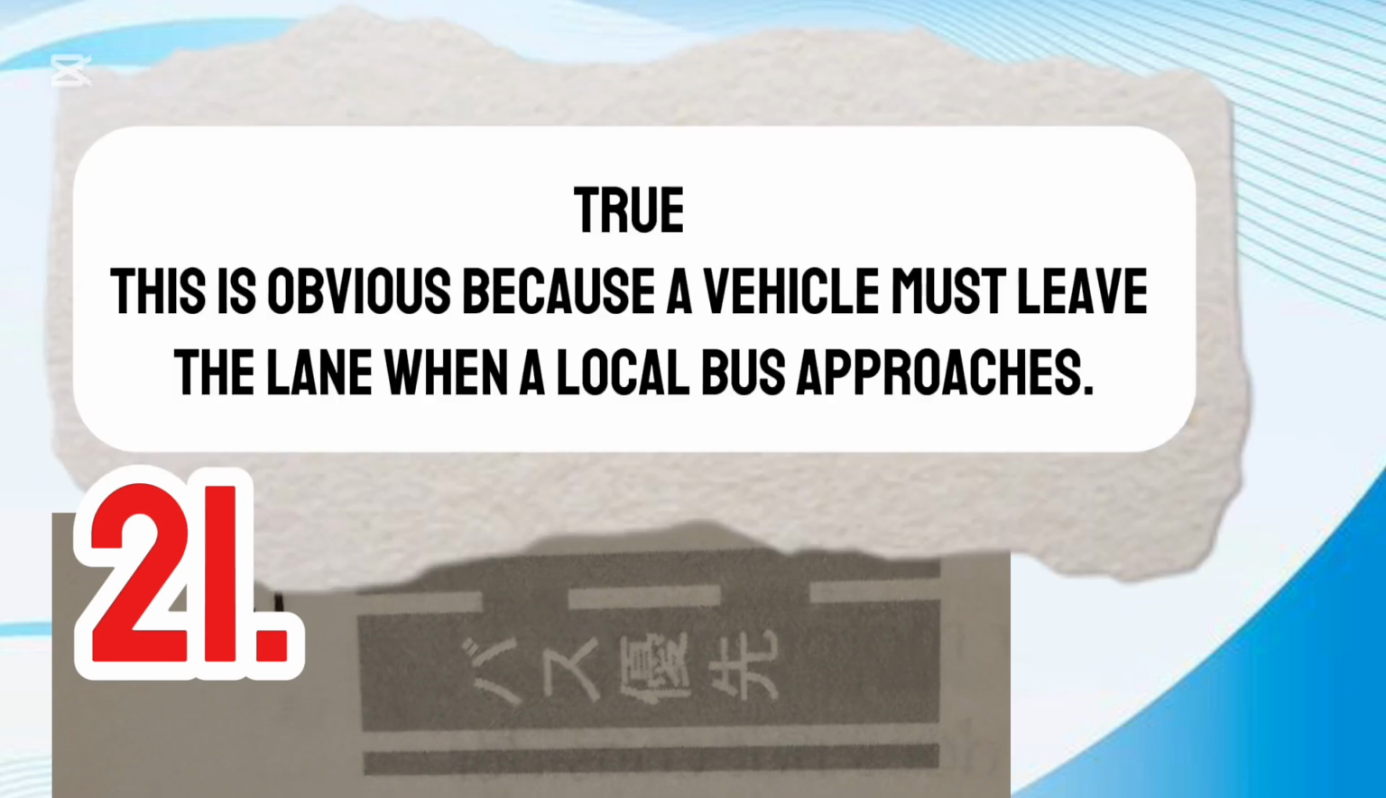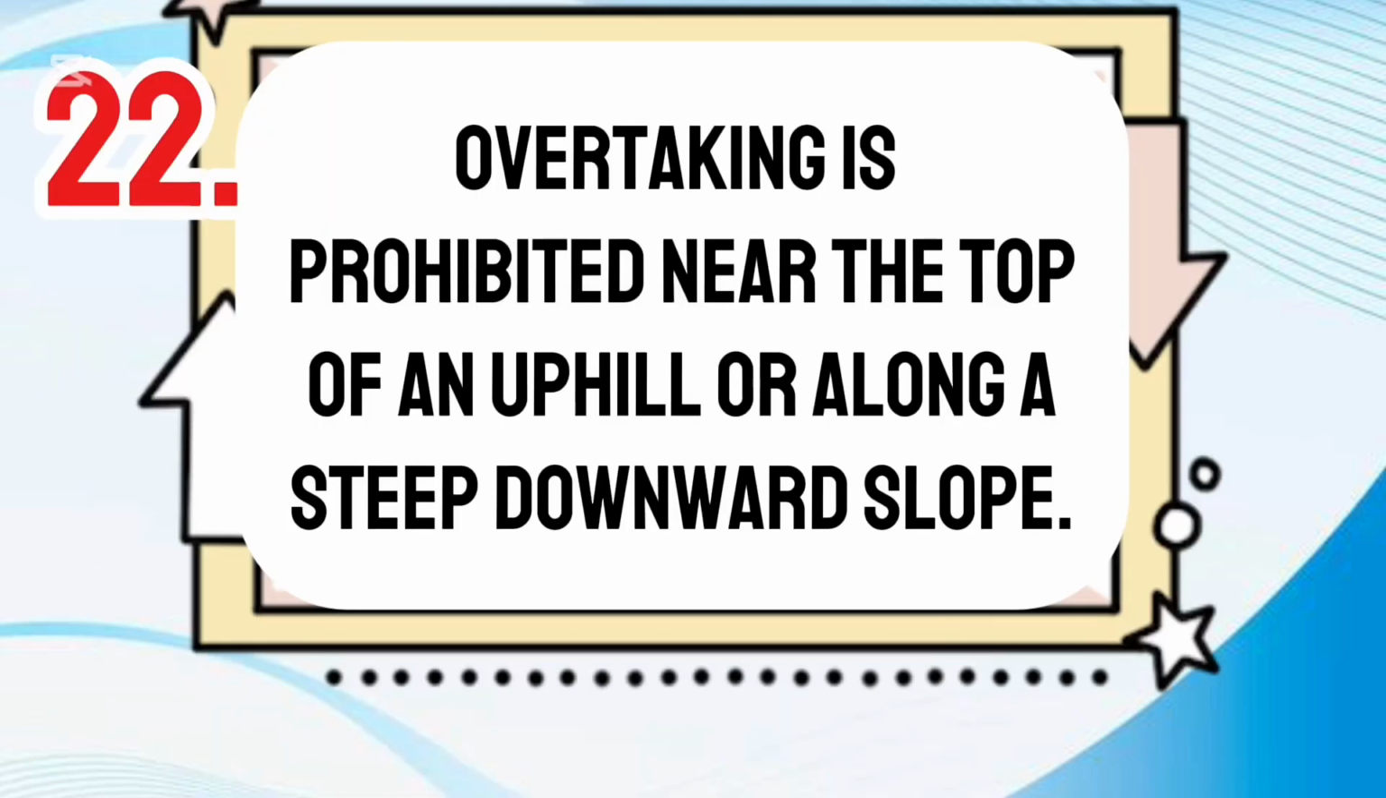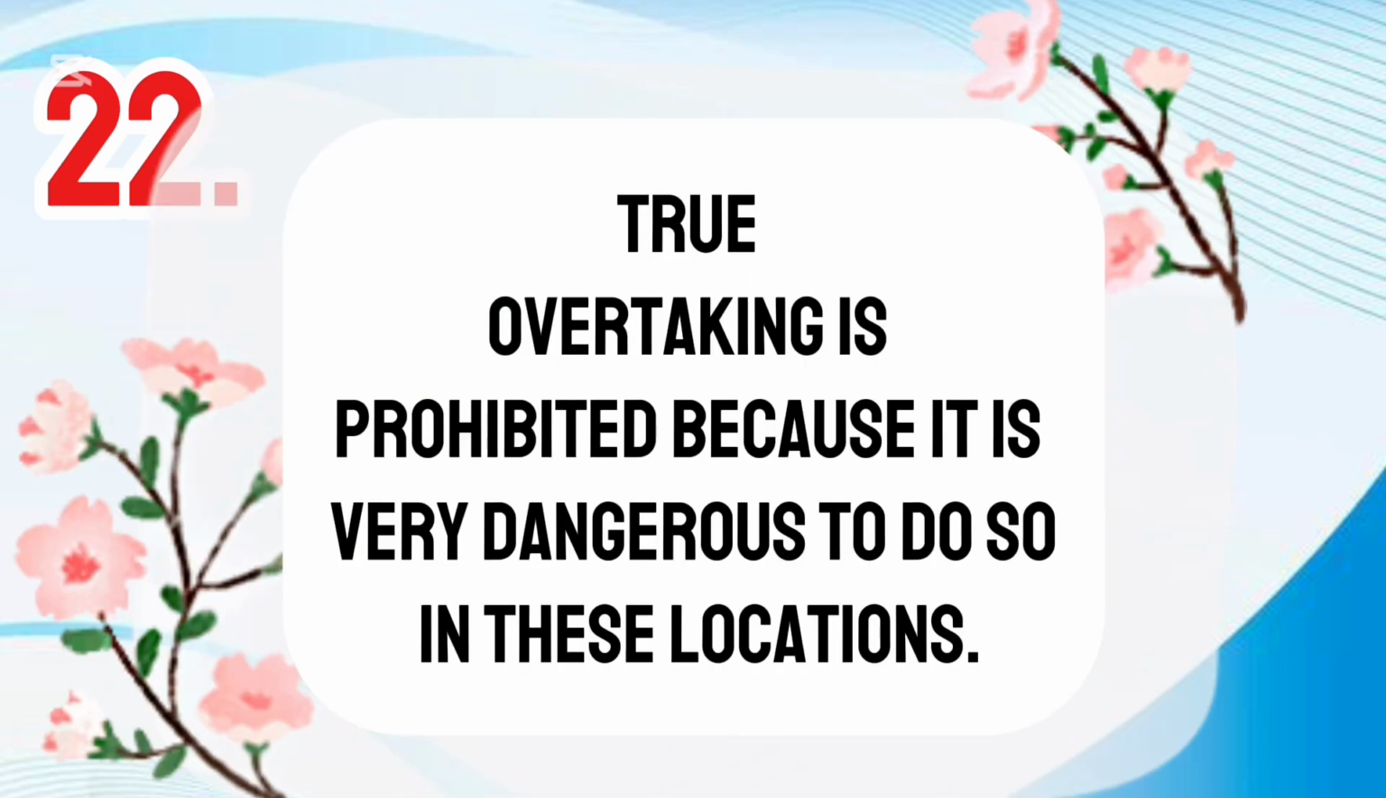True, this is obvious because a vehicle must leave the lane when a local bus approaches. Overtaking is prohibited near the top of an uphill or along a steep downward slope. True, overtaking is prohibited because it is very dangerous to do so in these locations.